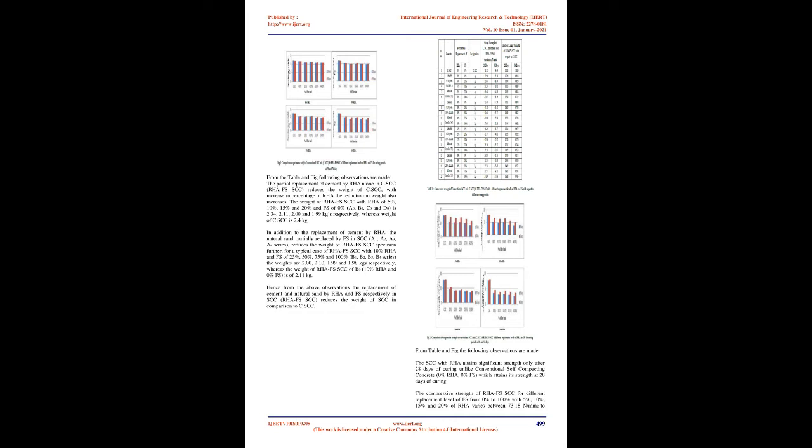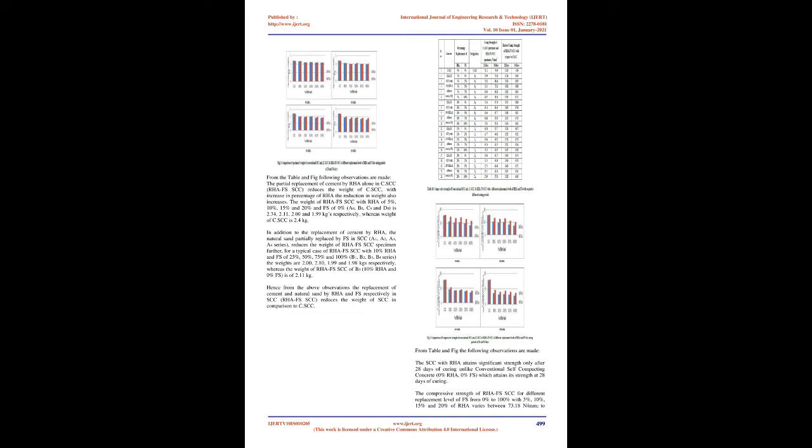In addition to the replacement of cement by RHA, the natural sand partially replaced by FS in SCC, A1, A2, A3, A4 series, reduces the weight of RHA-FS-SCC specimen further. For a typical case of RHA-FS-SCC with 10% RHA and FS of 25%, 50%, 75%, and 100%, B1, B2, B3, B4 series, the weights are 2.00, 2.10, 1.99, and 1.98 kgs respectively, whereas the weight of RHA-FS-SCC of B0, 10% RHA and 0% FS, is 2.11 kg.